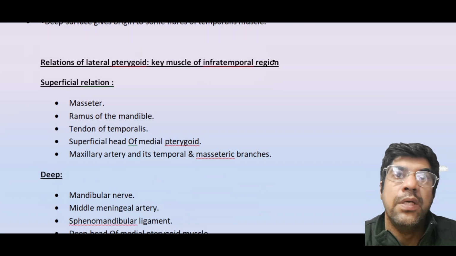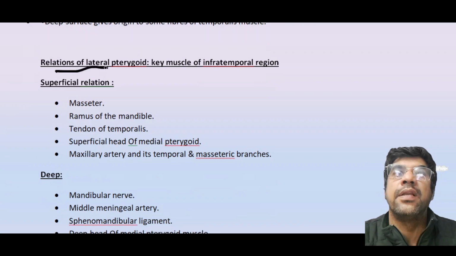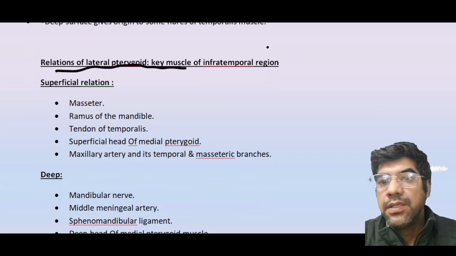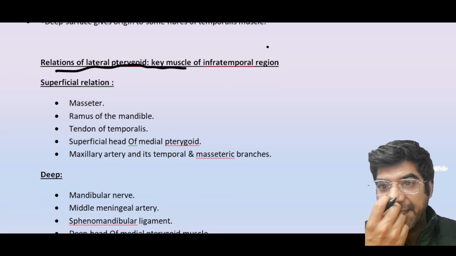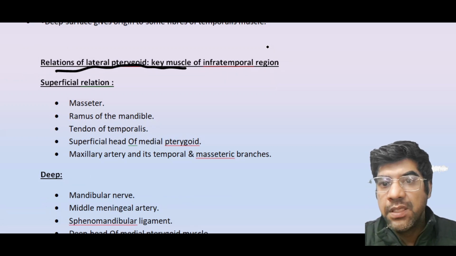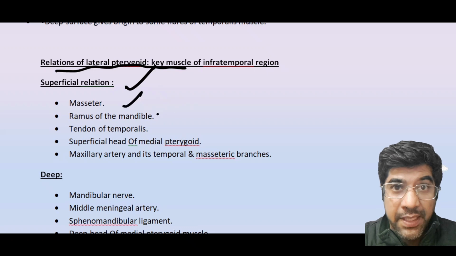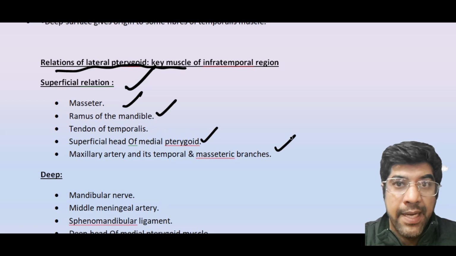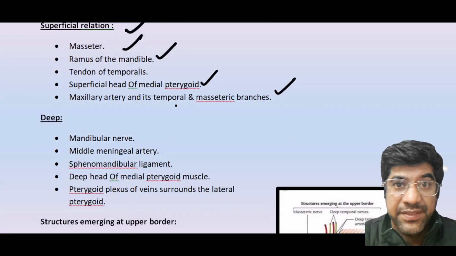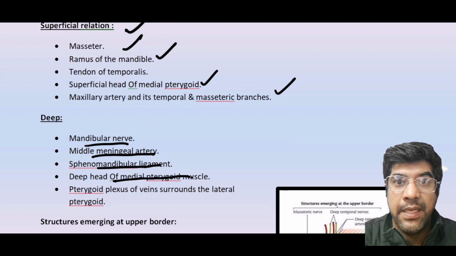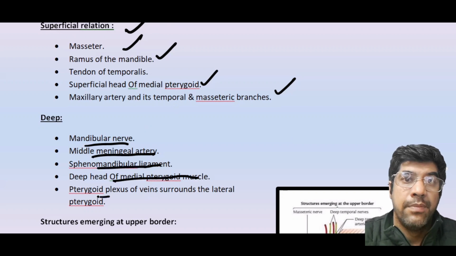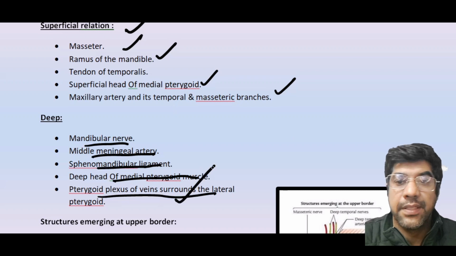Next, moving to the relations of the lateral pterygoid muscle. The lateral pterygoid muscle is a component of the infratemporal fossa. What are the relationships? The superficial relationship, it is related to masseter, ramus of mandible, superficial head of medial pterygoid and the maxillary artery. The deep surface is related with mandibular nerve, middle meningeal artery, sphenomandibular ligament, deep head of medial pterygoid muscle, pterygoid plexus, etc.